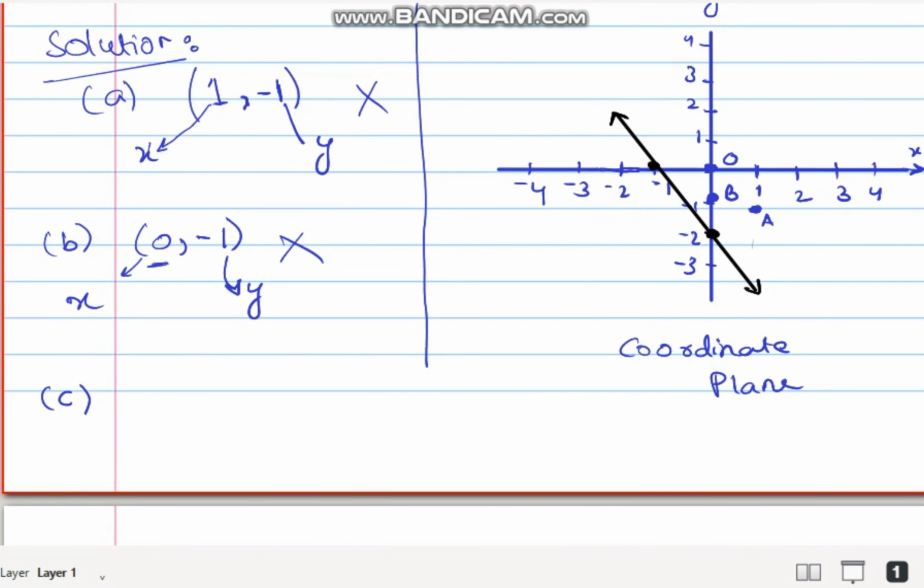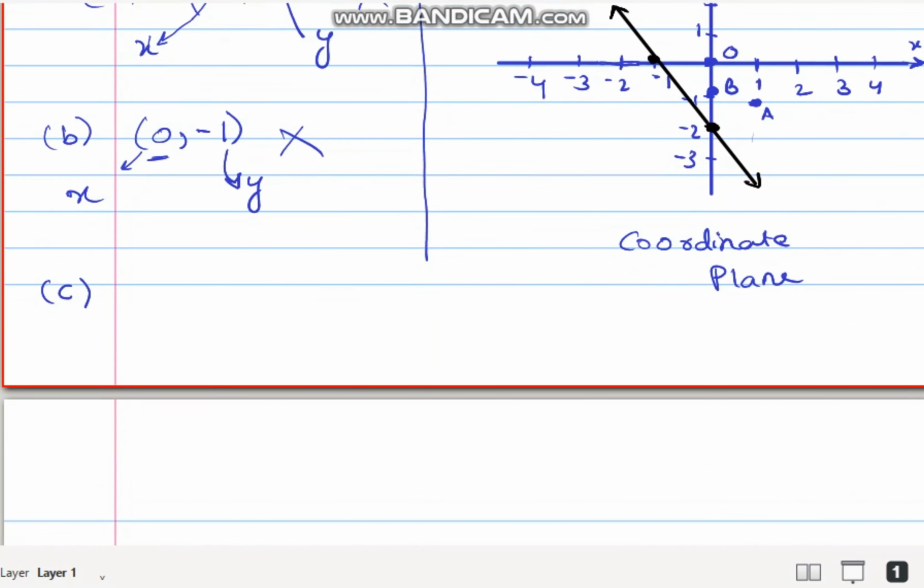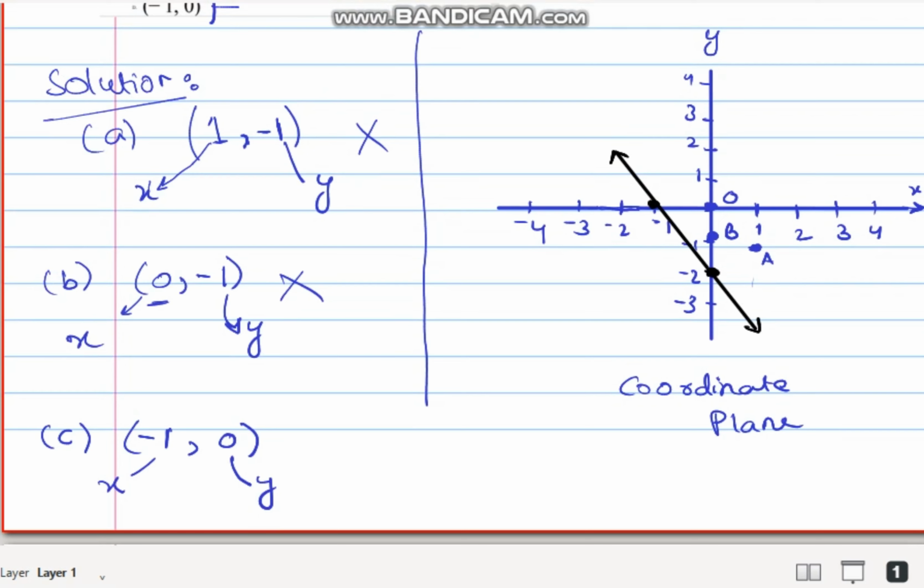Check for the point number c. Point number c is minus 1 and 0. It is x is minus 1 and y is 0. Just plot the point here. X is minus 1 here, and y is equal to 0. So this point is that point, C. The C point exactly lies on the line. This is the C point.